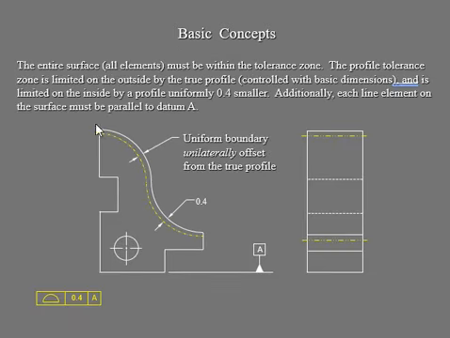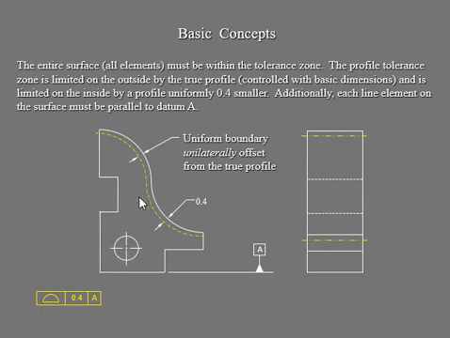Now we're going to see the entire surface, so all elements are going to be within that tolerance zone. When we say the entire surface, all the elements along it are going to be within this tolerance zone. Your profile tolerance zone is limited on the outside by your true profile, because your true profile line is not outside of this tolerance line. See that?